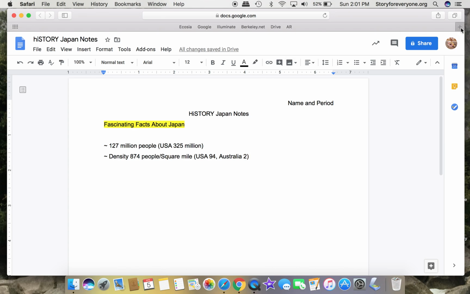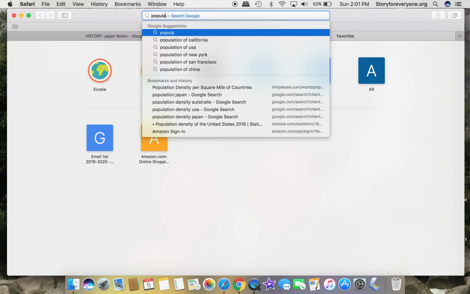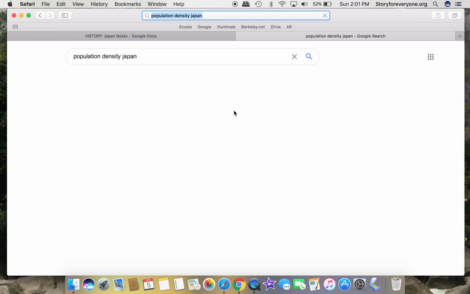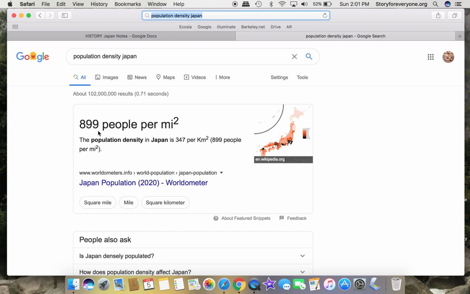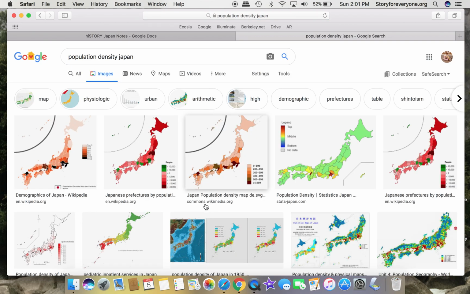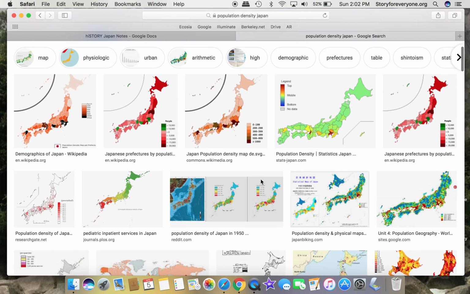Now let's take a look at what that might look like in Japan. So let's look at population density Japan. And it's actually even higher now. It says 899 people per square mile. My notes must be 1 year older. And then let's look at an image and see if anything interesting comes up with regard to that. So you can see these really cool maps which show you where that looks like.